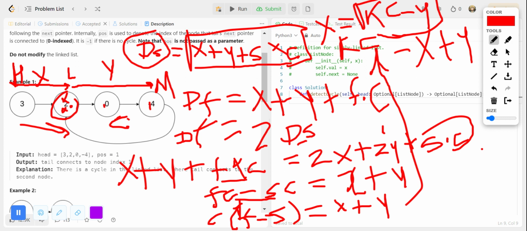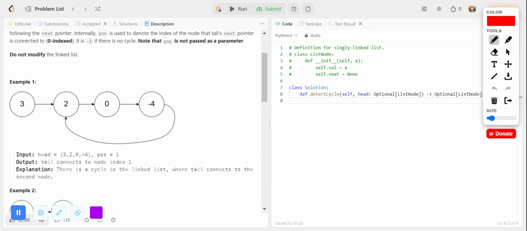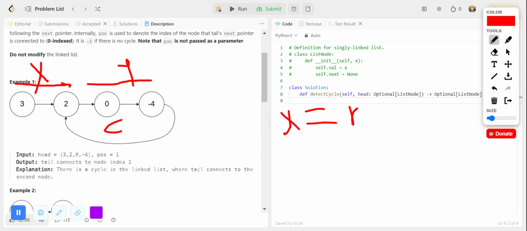That means kc is the distance that the faster pointer moves from the starting point to where they meet, right? So it's going to be this one. Let's say we have here x, and here y, and we're going to have c here, that's the length of the circle. So we have found an equation, right? For example, in this one the loop starts at this point, the head is going to be here, and the meeting point is going to be here.